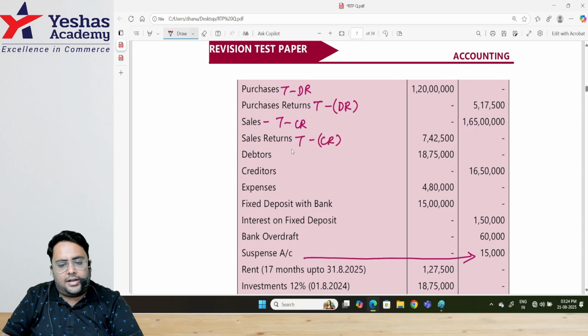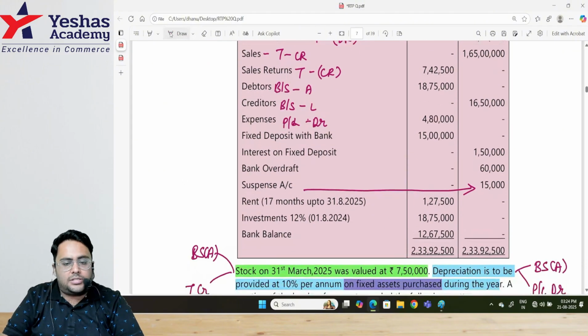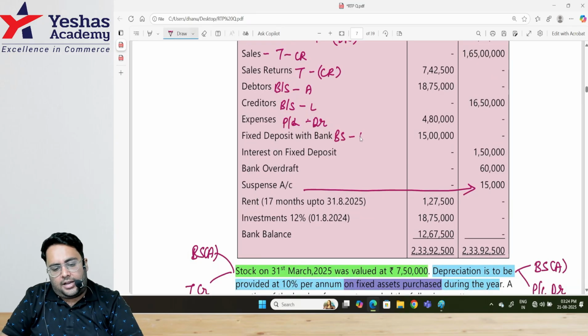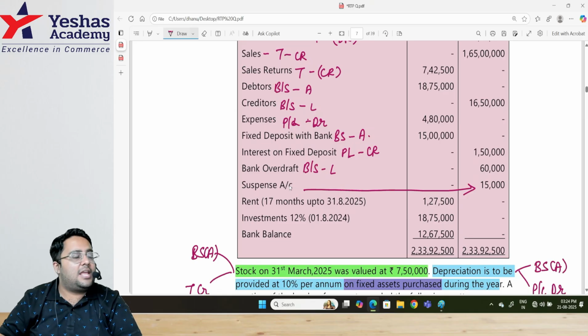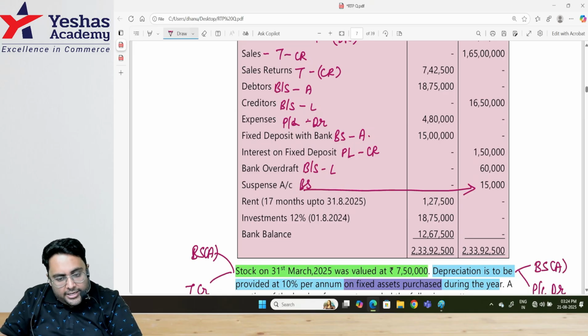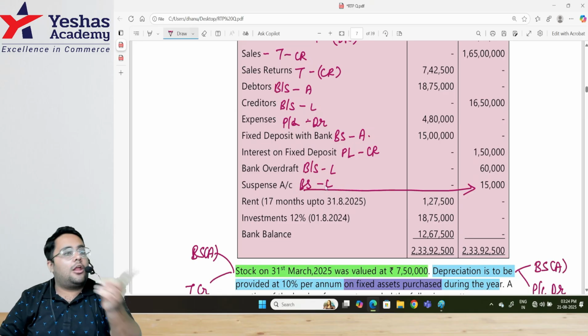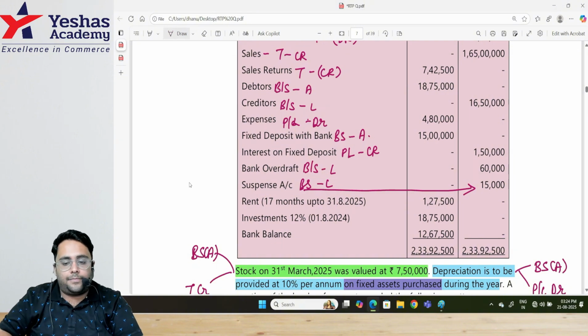account, credit side, deduct. Debtors, balance sheet, asset side. Creditors, balance sheet, liability side. Expenses, P&L account, debit side. Fixed deposits with the bank, balance sheet, asset side. Interest on fixed deposit, P&L account, credit. Bank overdraft, balance sheet, liability. Suspense, balance sheet, liability, but then you clear off the suspense account.